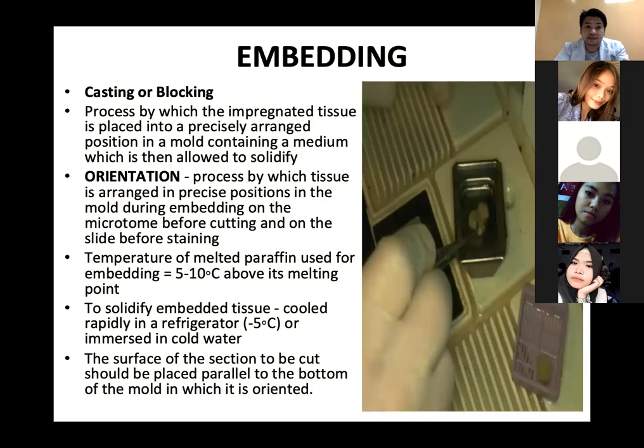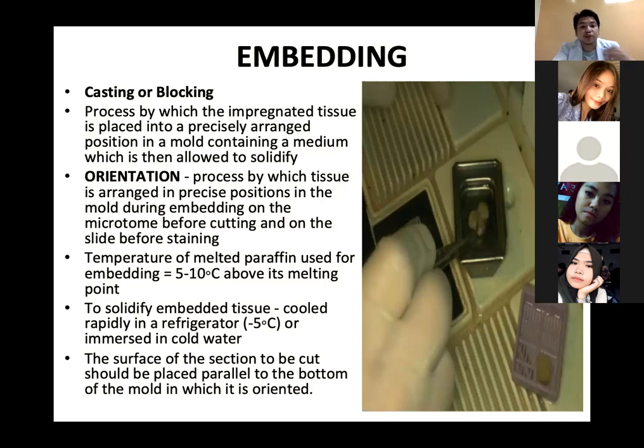Next is embedding. For embedding, we have casting or blocking, also known as casting and blocking. It is a process by which the impregnated tissue is placed into a precisely arranged position in a mold containing medium which is allowed to solidify. Usually, what you use for impregnation is the same medium you use for embedding. Orientation is a process by which tissue is arranged in a precise position in the mold during embedding.